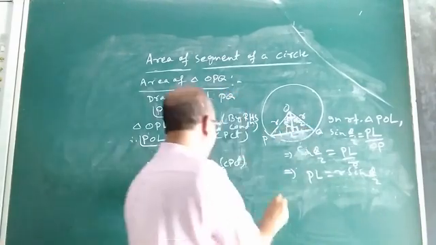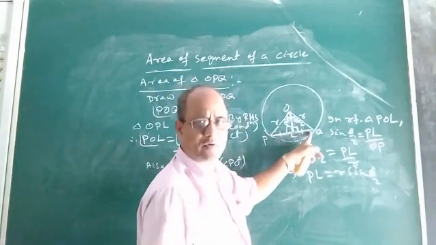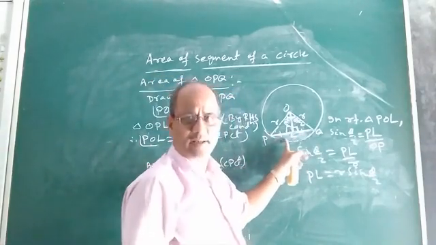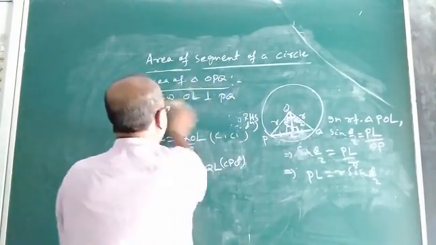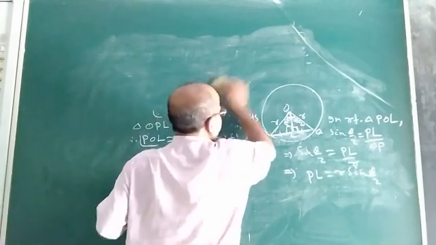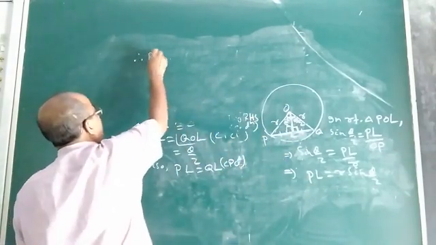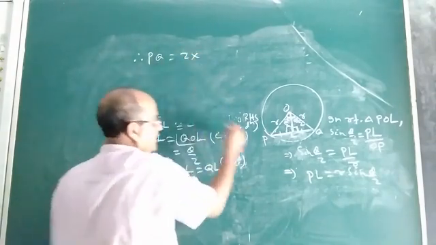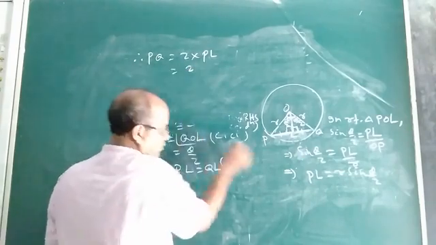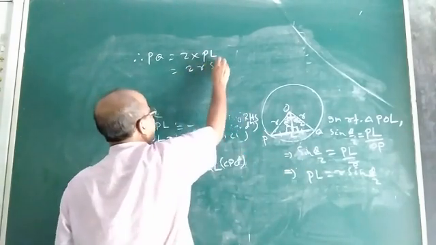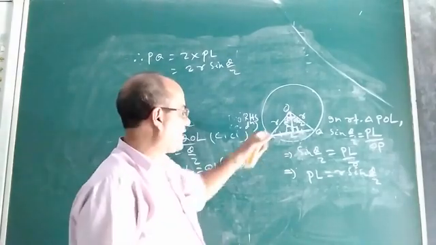But we have proved that PL equals QL. So if PL equals QL, then PQ will be twice PL, which means double the length of PL. After finding PL, now you find PQ. Therefore, PQ will be equal to 2 into what? It will be double PL, 2PL, that means 2 times R sine theta by 2.